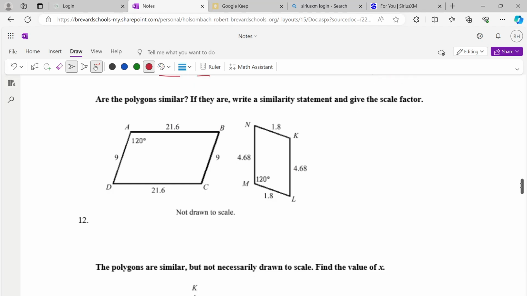All right, number 12. Are the polygons similar? If they are, write a similarity statement and give the scale factor. So, looking at this shape on the left, we've got opposite sides that are congruent. All right? So if these opposite sides are congruent to each other, then these opposite angles are congruent to each other. Okay, so this angle C down here is 120.